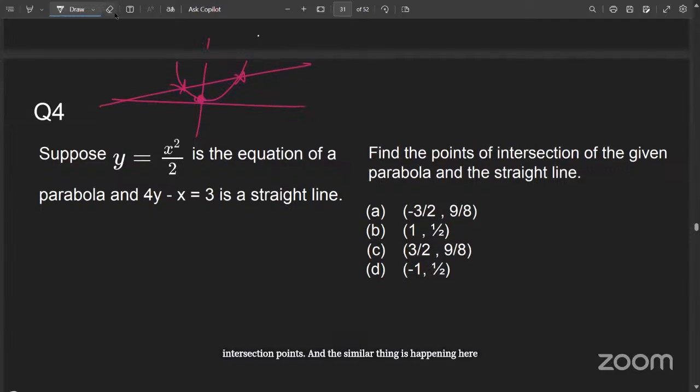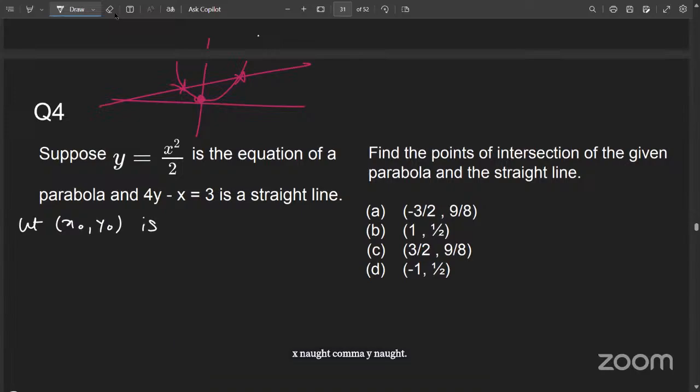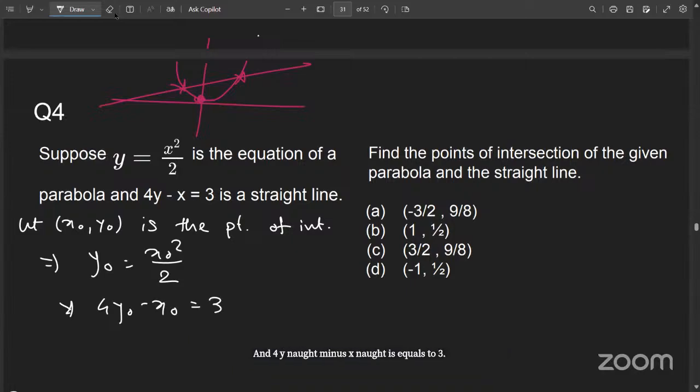And we know that whenever we want to find the point of intersection, we just equate the expressions and calculate the values. So let's suppose (x0, y0) is the point of intersection of the parabola and the straight line. That means (x0, y0) will satisfy this equation as well, and they satisfy the equation of the line as well, right? That means y0 is x0 square by 2, and 4y0 minus x0 is equal to 3. So you can use these two equations and find the values of x0 and y0.